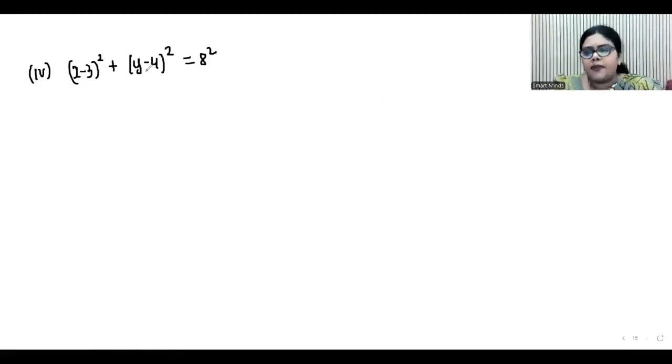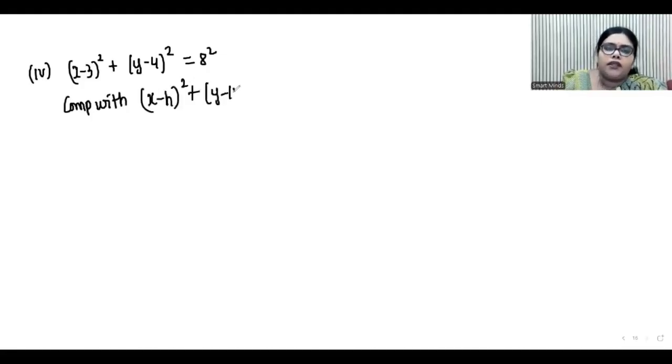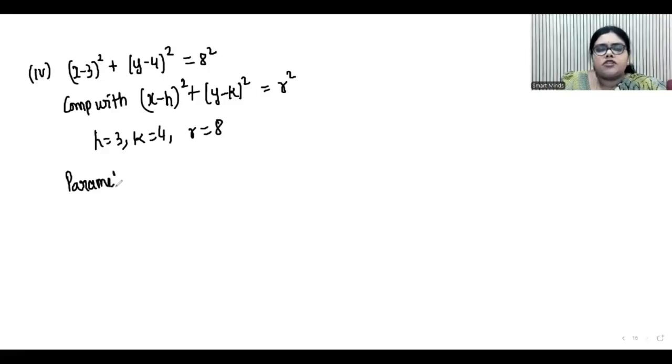Take the next question. (x minus 3) whole square plus (y minus 4) whole square is equal to 8 square. Now, if you see this equation, it is not in standard form. It is in central form. So, whenever it is in central form, we have to compare with (x minus h) whole square plus (y minus k) whole square is equal to r square. So h is 3, k is 4, r is 8. So we have h, k and r values.